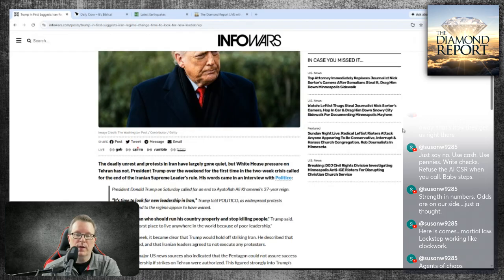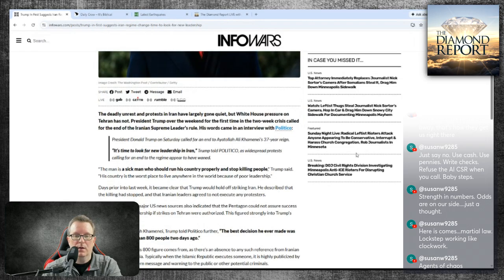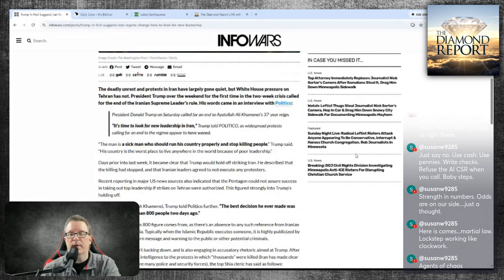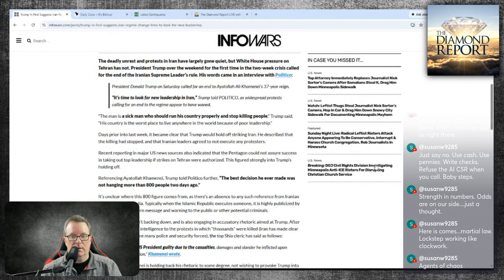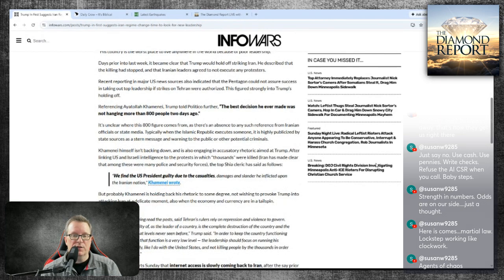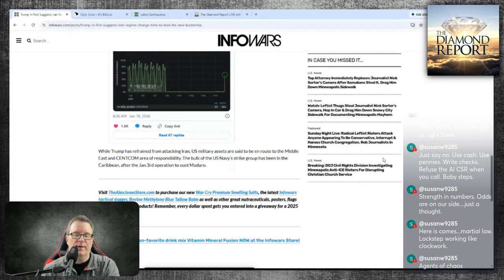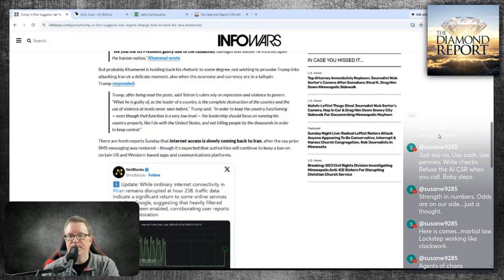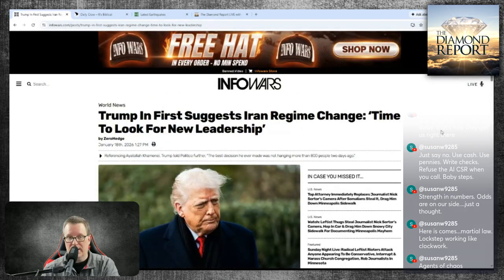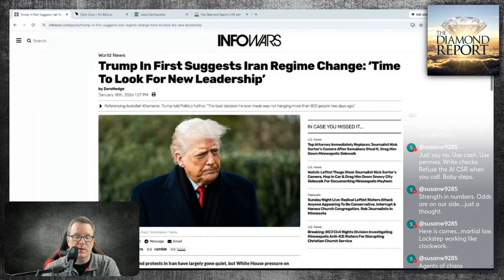His words came in an interview with Politico. It's time to look for new leadership in Iran, he said. Well, he did say that. It doesn't mean that he's planning to do it, but again, like Maduro, he could be bluffing to some degree too. I have no idea. And also, again, Israel wants that. They want it as much as they want anything. And Trump has been pretty much chomping at the bit to do anything and everything that Israel wants, hasn't he?